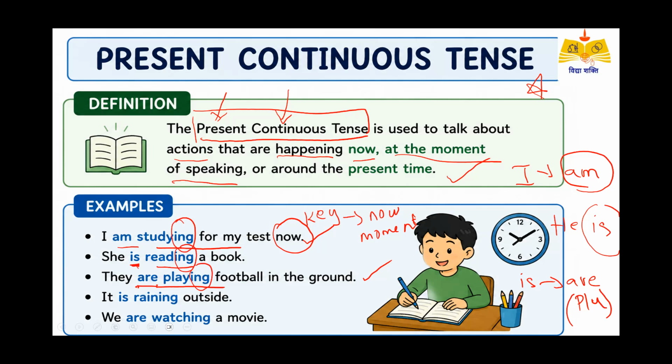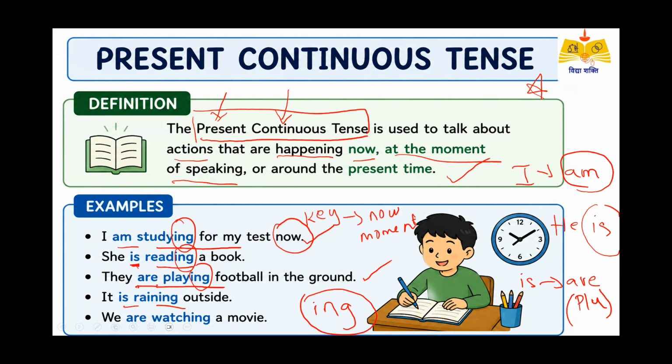ఓకే, it is raining outside. ఇప్పుడు వర్షం పడుతుంది అనుకోండి, then how will you tell it is raining outside? It was raining అంటే ఏంటి? నిన్న పడింది వర్షము అని. It will rain tomorrow. When you're talking about present, you will use it is raining. Okay, we are watching a movie. We are watching. చూసారా, these words have ing, ing.